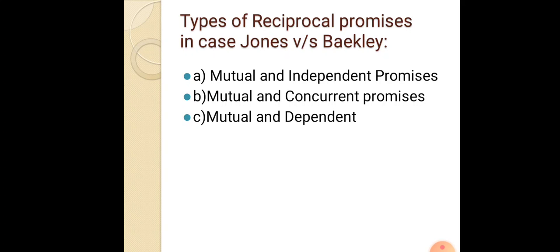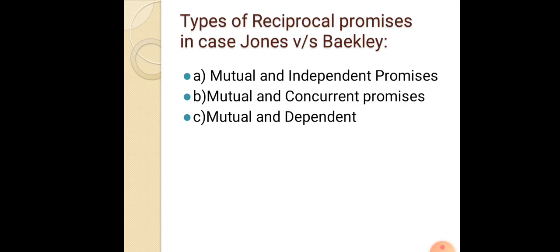Now we'll see mutual and concurrent promises. When both the parties have to perform their promises simultaneously, that means at the same time, then they are mutual and concurrent promises. For example, sale of goods for cash or mutual promises to marry. These are examples of mutual and concurrent promises.